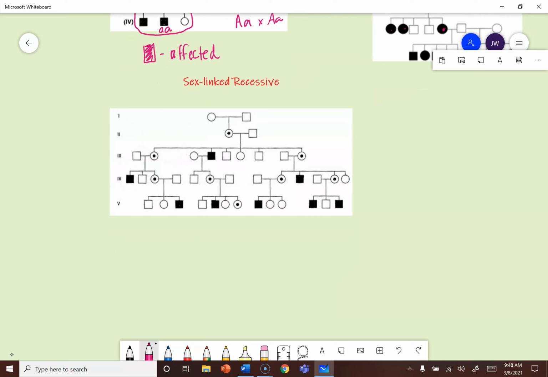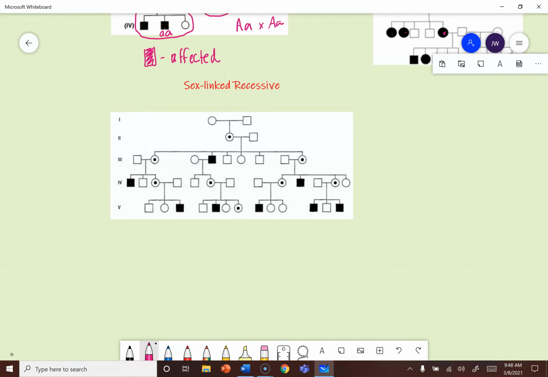So then our last one is sex-linked recessive. So the sex-linked recessive is going to be mostly or exclusively seen in males. So if we look at this pedigree here, we have all affected individuals are males. We have no affected females. Now this one gives us a little hint that's really, really helpful, and you won't probably see this if I show this on an exam.